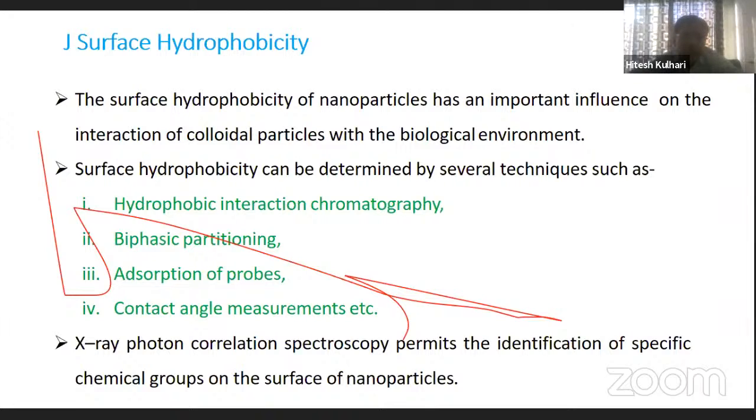Surface hydrophobicity can be measured by hydrophobic interaction chromatography, the biphasic partitioning process, adsorption of probes, and contact angle measurement. By these techniques, we can determine the surface hydrophobicity of the nanoparticle.